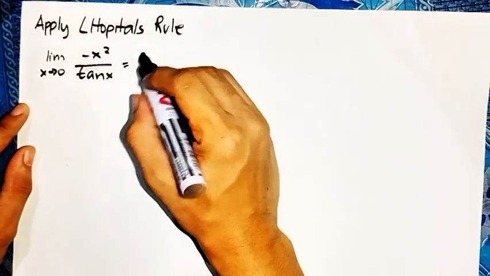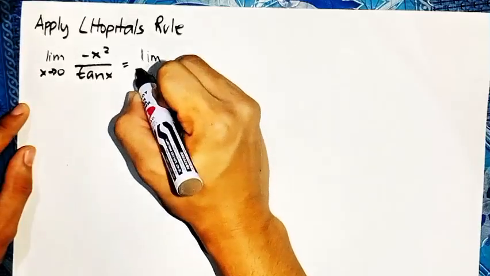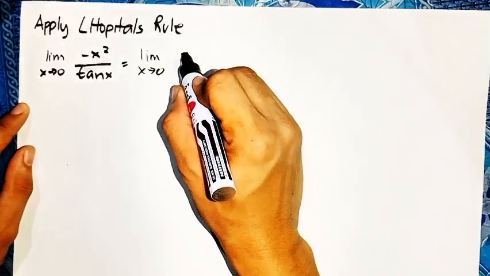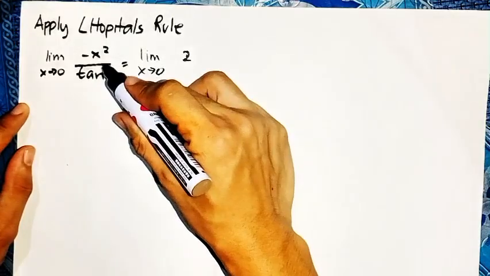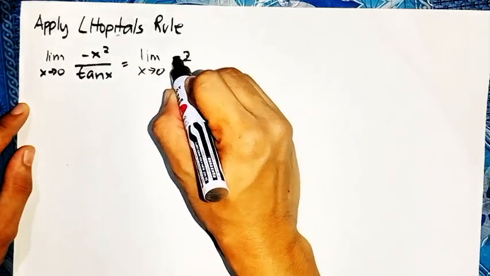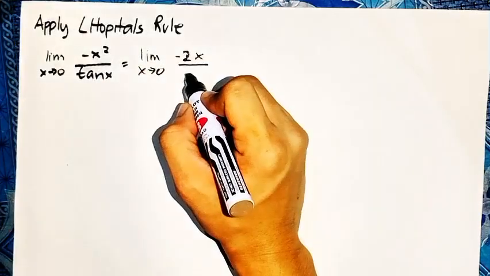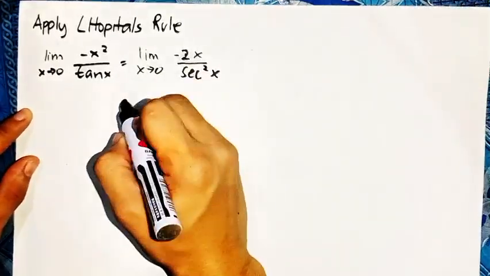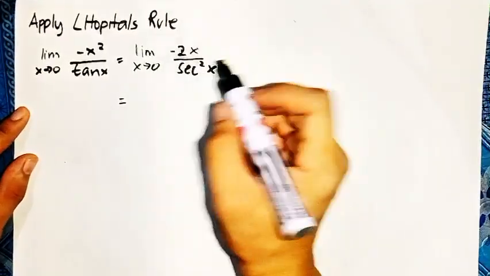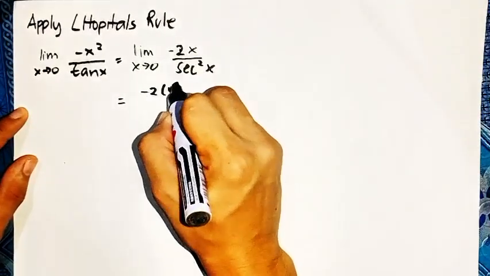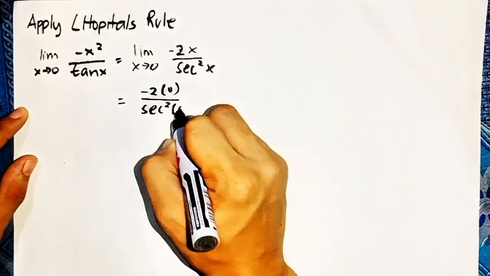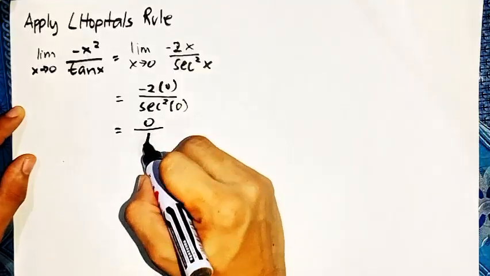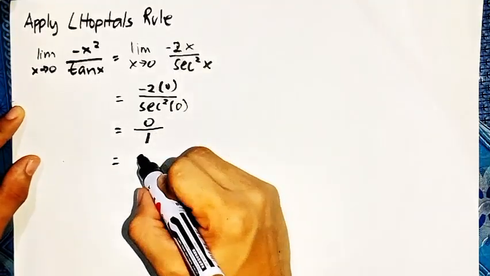So we have, copy the limit, x approaches 0. The derivative of negative x squared, which is power rule, is negative 2x, over tan x, whose derivative is secant squared x. So let's apply the limit. Let's substitute 0 for our x. So negative 2 times 0 over secant squared 0, which is 0 over 1. So 0 over 1 is 0.